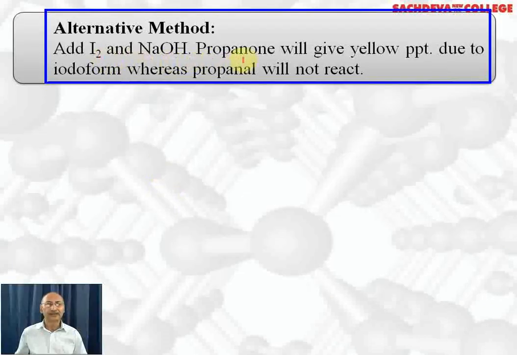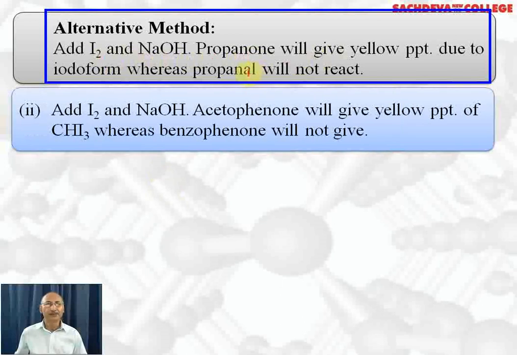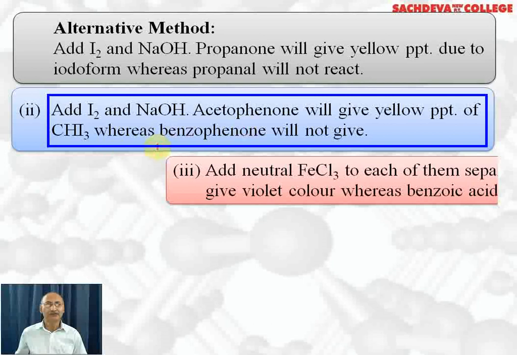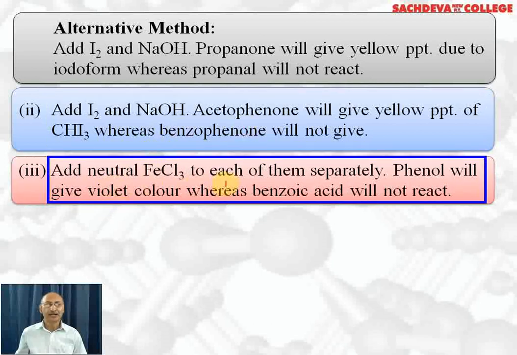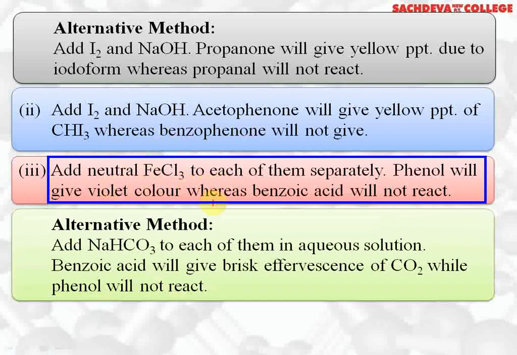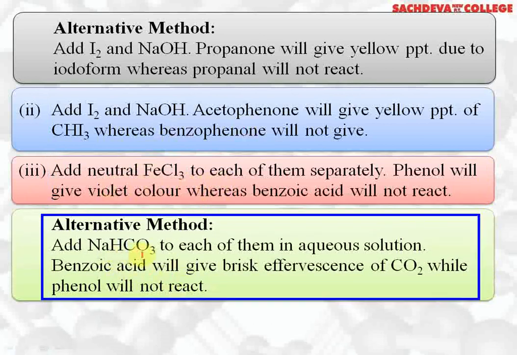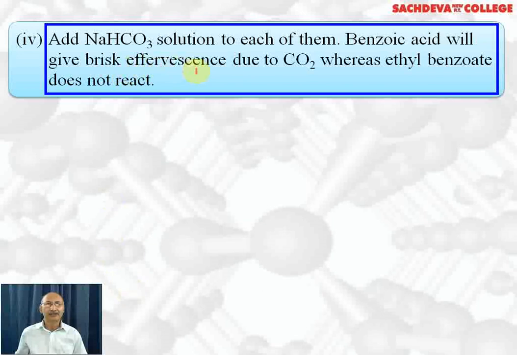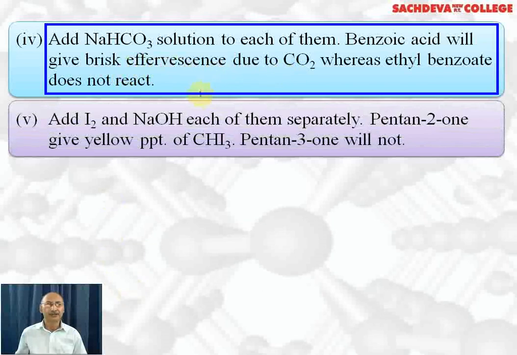This is the alternate method to distinguish between propanone and propanal. Propanone will give yellow precipitate, propanal will not. Acetophenone will give yellow precipitate of iodoform, benzophenone will not. Neutral ferric chloride will give violet coloration with phenol, whereas benzoic acid will not. Benzoic acid will give brisk effervescence with sodium bicarbonate, whereas phenol will not. Sodium bicarbonate will react with benzoic acid to give brisk effervescence due to CO2, ethyl benzoate will not.